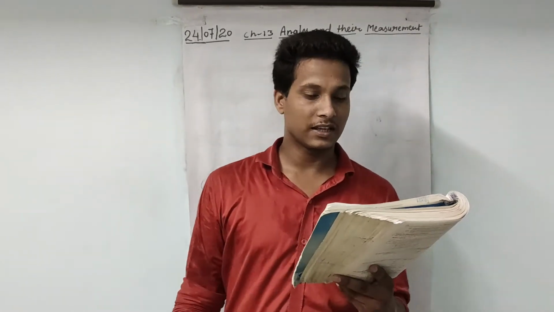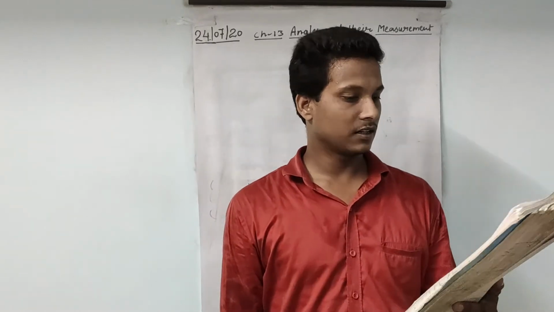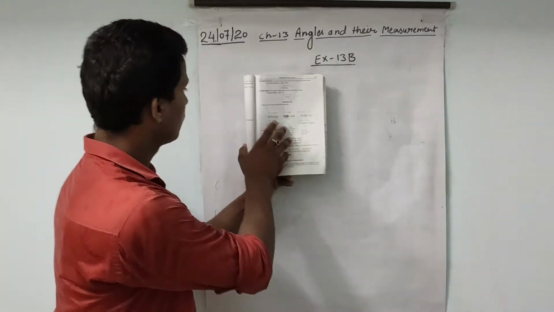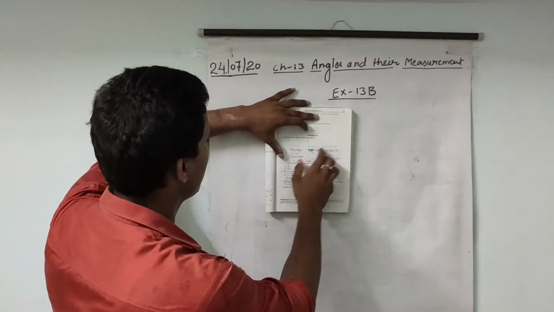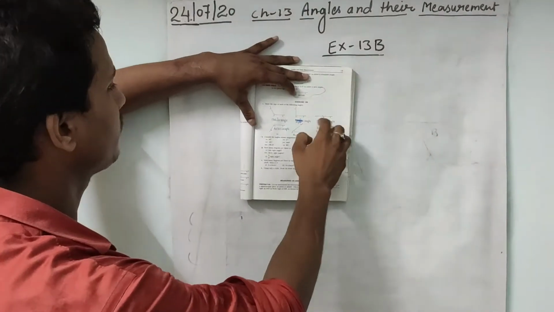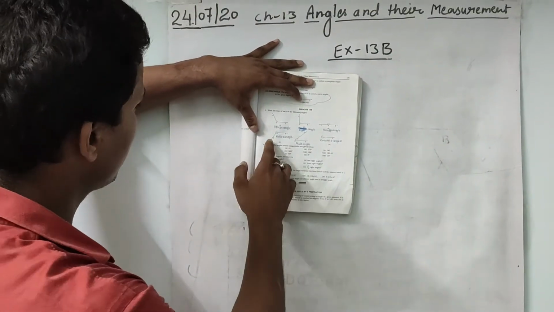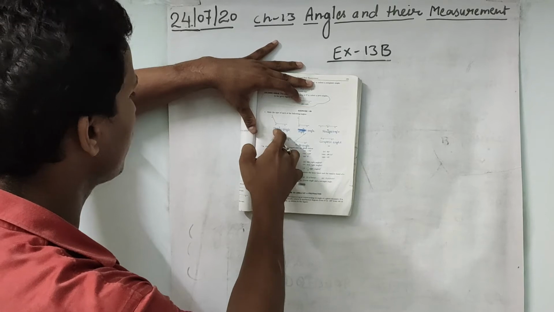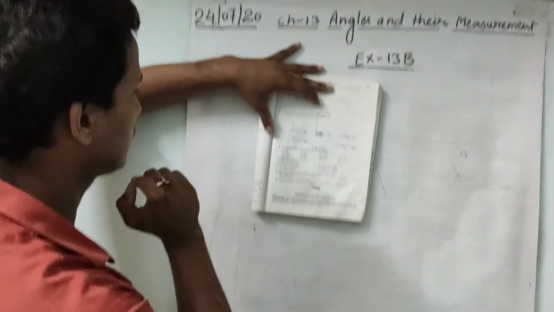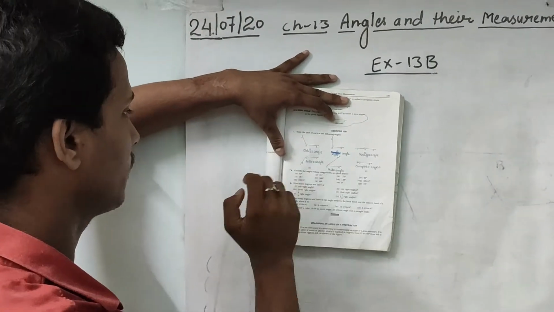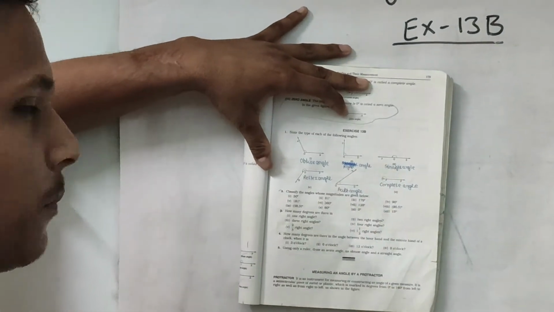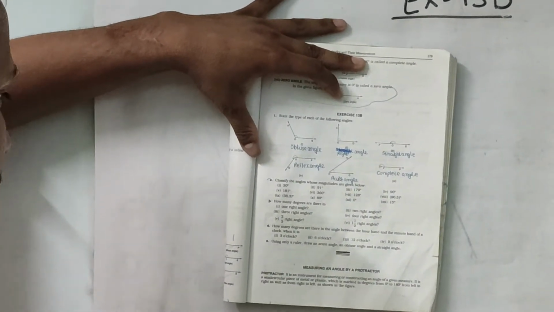The second one is exactly 90 degrees, so that is a right angle. The next one is a straight angle, because it is given that it is a straight line. Next is a reflex angle, because the outside angle is given, so that is a reflex angle. Another one is an acute angle, and the next one is a complete angle. Okay, all these angles are there.